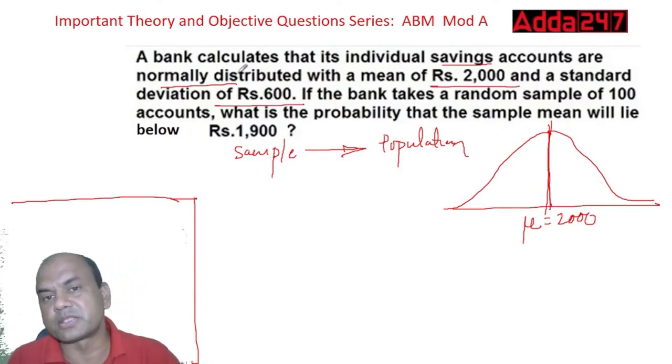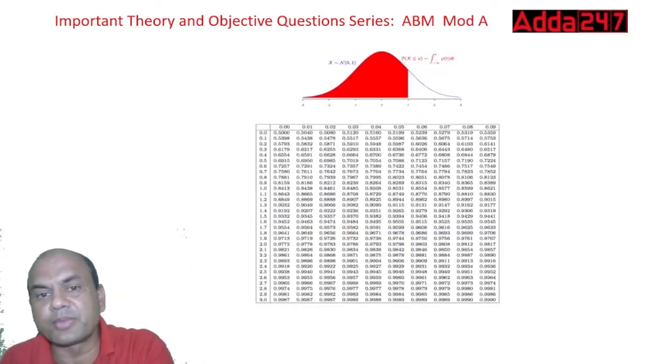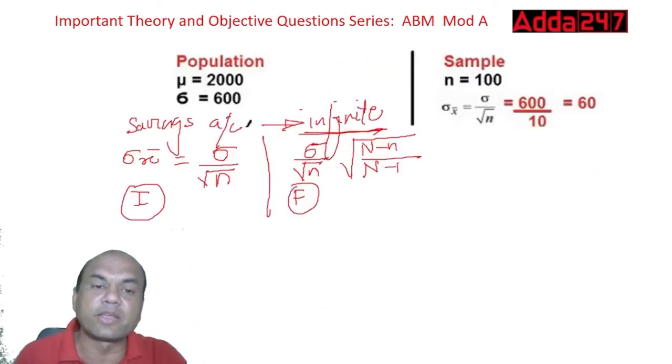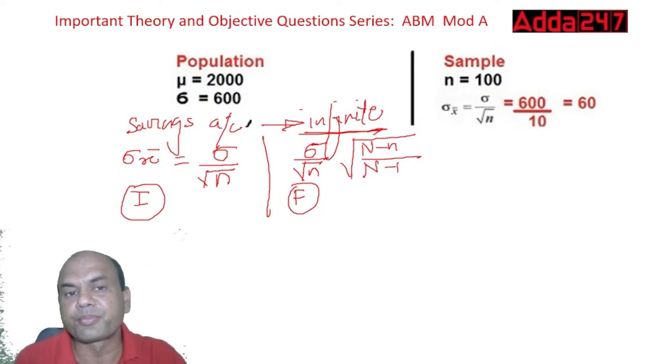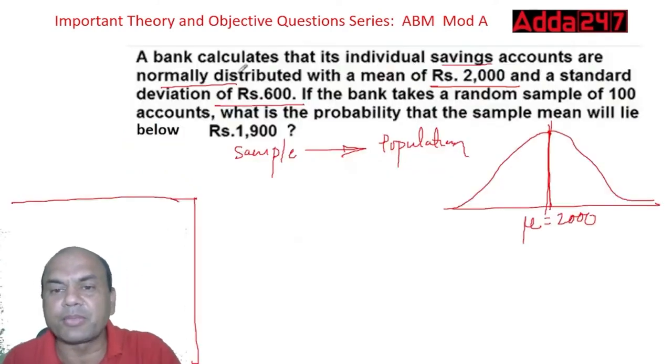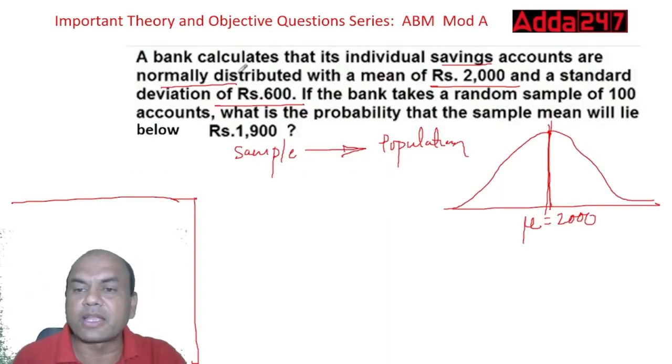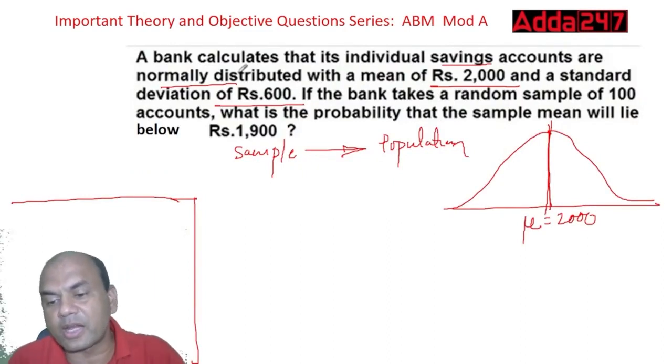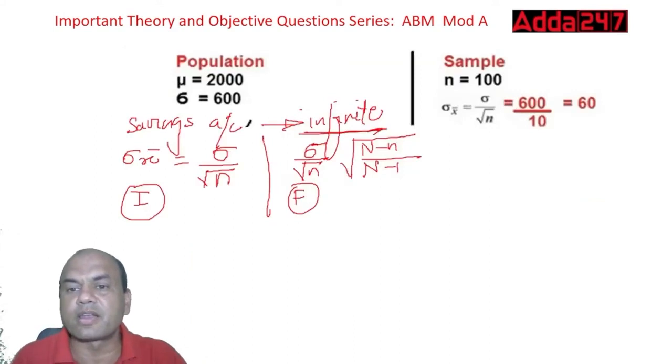600 for this population. Standard deviation means how much the answers deviate from this mu. So that is given as 600. Now what about the sample? In the sample they have given that the bank takes a random sample of 100. So 100 is the sample size, small n is given as 100.